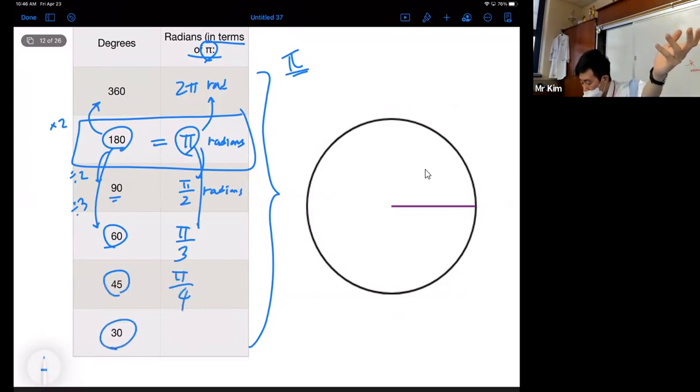Pi over 4. 30 degrees here. Liz? Pi over 6. That's it.